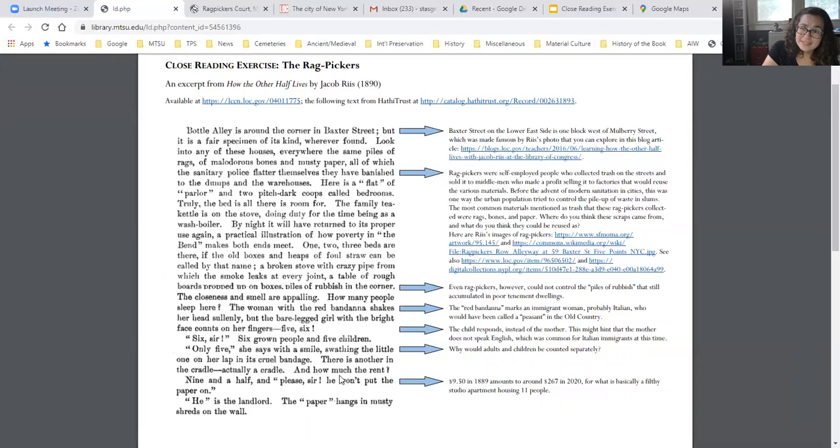"And how much the rent?" The interviewer asks. "9.50. And please, sir, he won't put the paper on." He is the landlord. "The paper hangs in musty shreds on the wall."